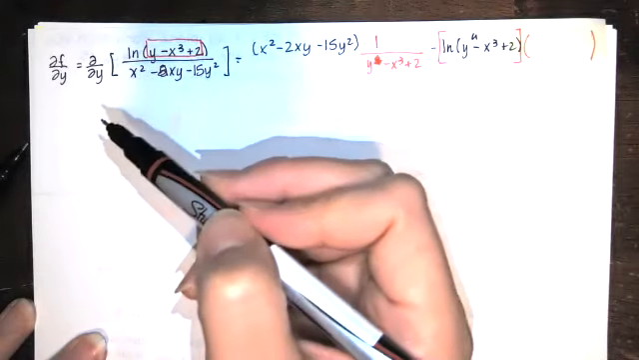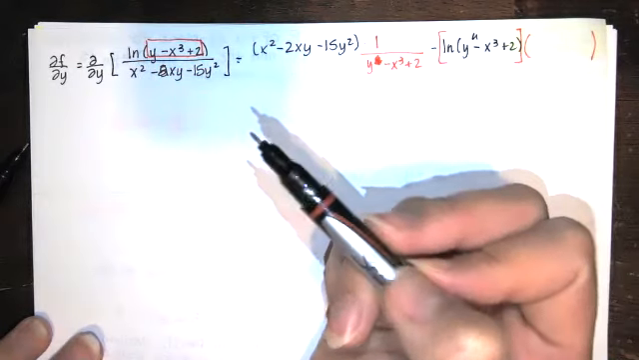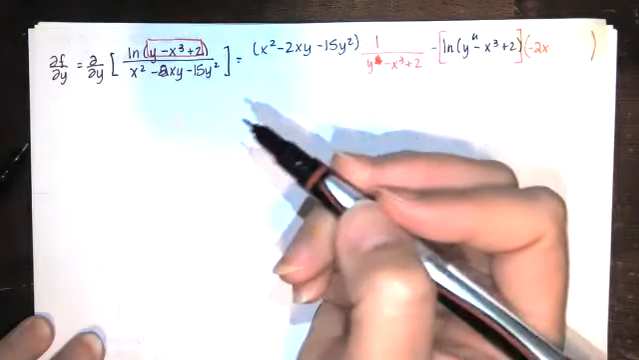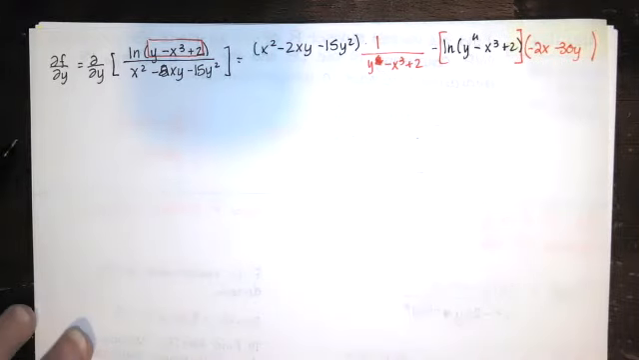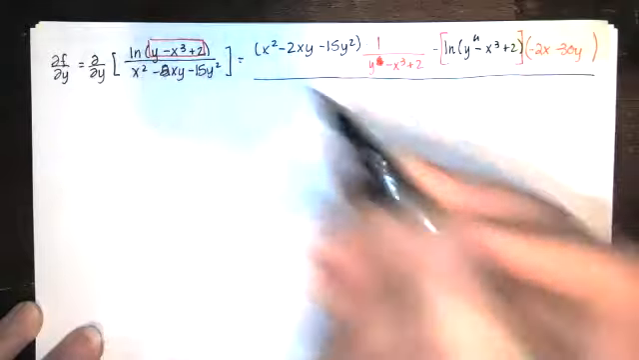And of course, all of that logarithm is multiplying this over here. Well, the derivative of x squared with respect to y is 0. The derivative of this constant times y with respect to y is just the -2x. And the derivative of -15y squared is just -30y to the first by the power rule. And we're going to divide all of that by the bottom function squared.